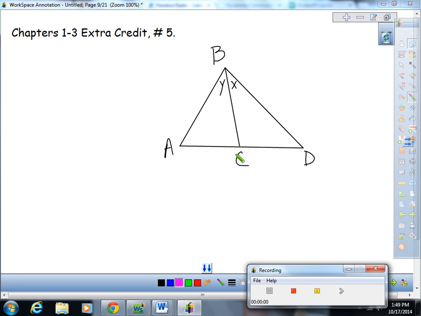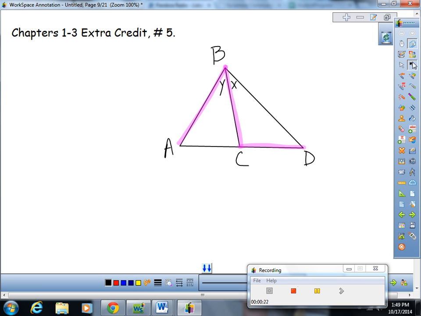We're looking at chapters 1 through 3 extra credit, problem number 5 here. It says, given that AB is congruent to BC is congruent to CD, find y in terms of x.